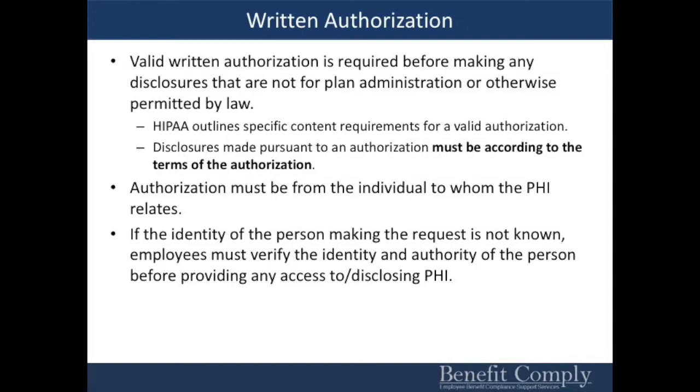So perhaps an employee wants you to talk to his brother about his claims issues or benefits. Or perhaps spouses want to ensure that they can each access detailed PHI about the other. There are specific content requirements needed in order for an authorization to be considered valid. For example, the authorization must have a stated purpose for the disclosure, it must clearly identify who the disclosure may be made to, and what information may be disclosed. The company must have a process in place for procuring written authorization before disclosures that aren't for plan administration or that aren't otherwise permitted by law are made.